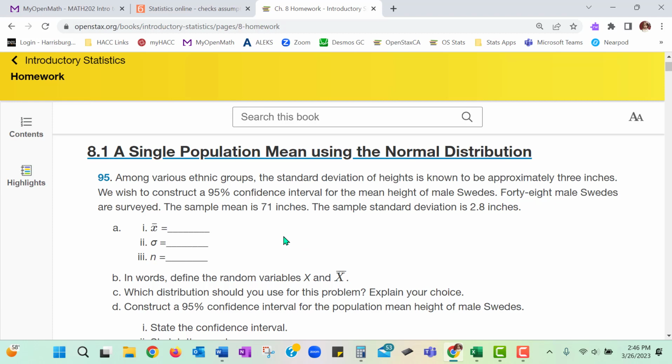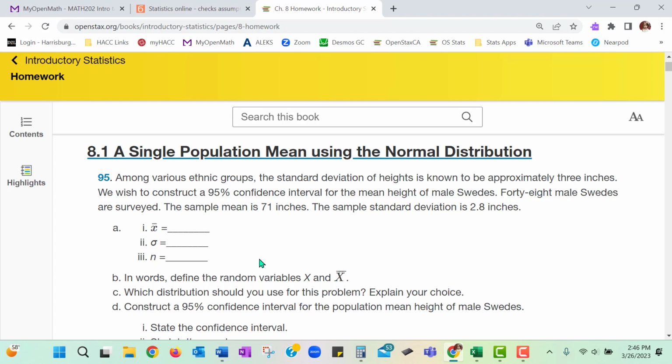In words, define the random variables x and x bar. So x would be the height of a randomly selected male Swede. X bar would be the sample mean of a sample of 48 randomly selected male Swedes, or the sample mean height, I guess. Which distribution should you use for this problem? Explain your choice. So it would be the normal distribution, since we know our population standard deviation.